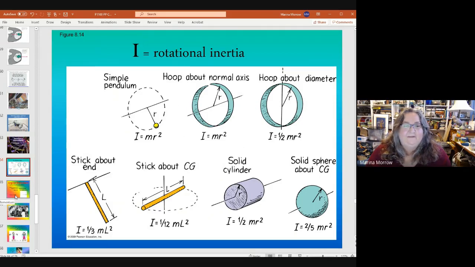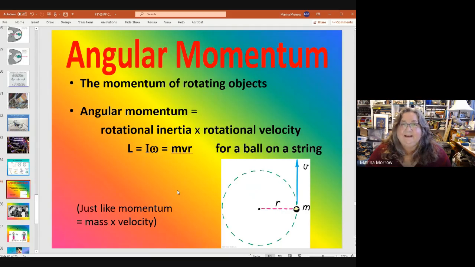Now, the idea with angular momentum is, just like a regular object has momentum that is mass times velocity, there's also a rotating object momentum, and that's called the angular momentum. And that is represented by the letter L, because it looks like an angle. And it is a combination of I, the rotational inertia, and omega, the rotational velocity.